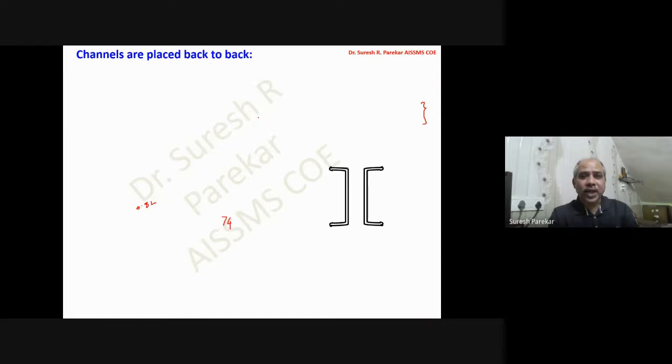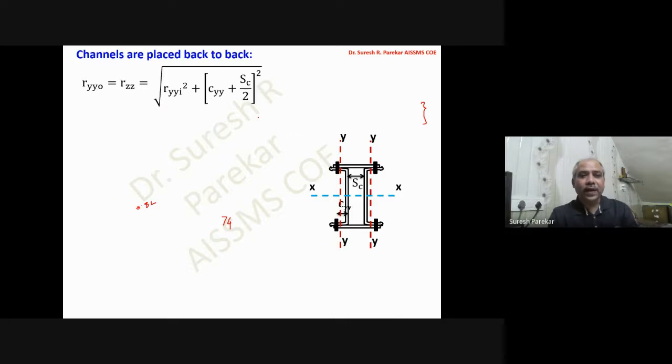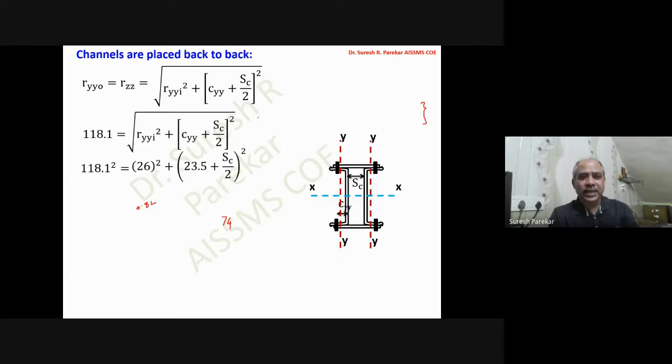Now the channels are placed back to back, and here you can see this. We have channels. So CYY is the centroid of the channels, and G is the distance till your bolt group. Now RYY overall we are going to say is equal to RZZ, and that is equal to RYY individual square plus (CYY plus SC by 2) whole square. Substituting RZZ, we get the value of SC as 183.4 millimeter. We will provide the higher side so that my RYY overall should be greater than RZZ.